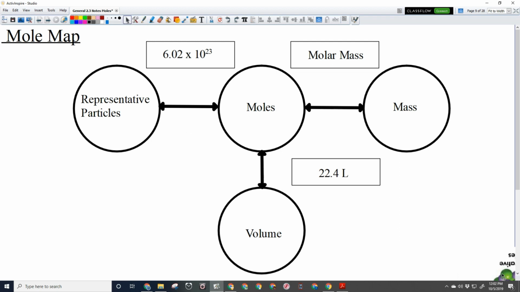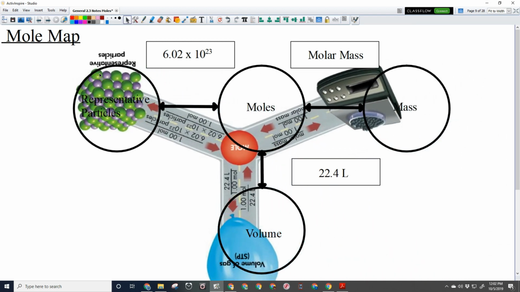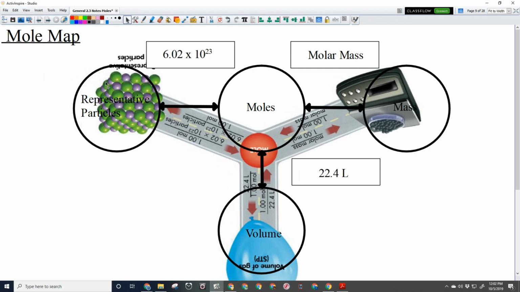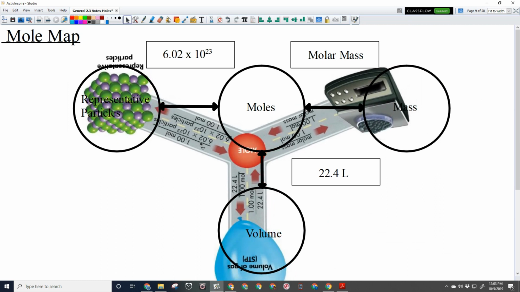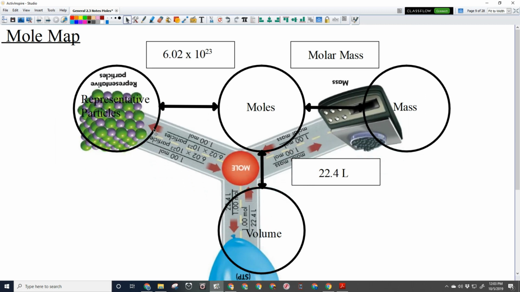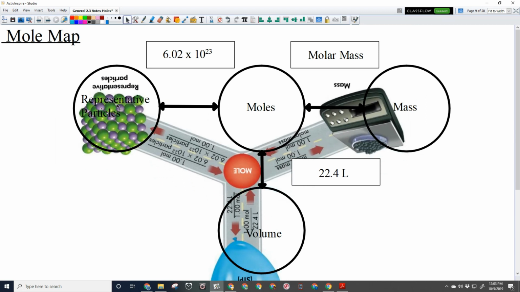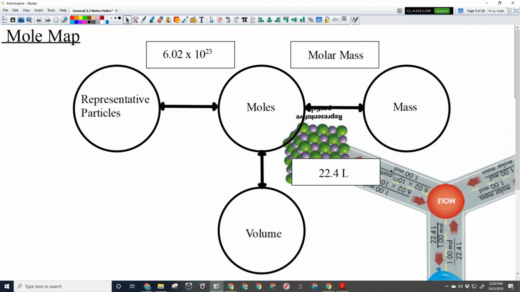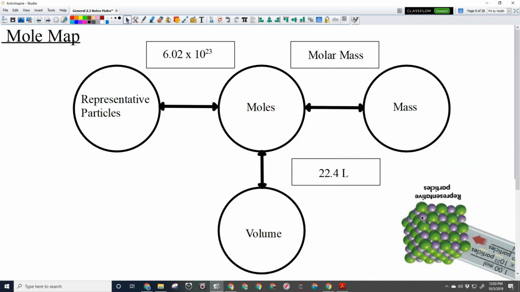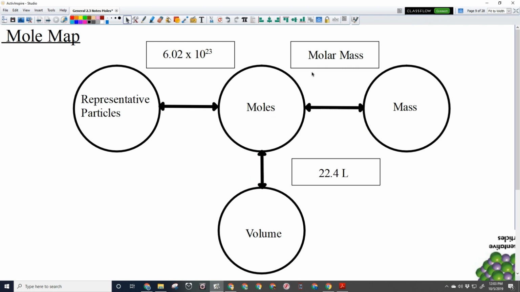So let's look at the mole map they give you in the book. It's basically the same thing, only it's flipped upside down. If I flip it upside down, representative particles here, representative particles there, grams, mass over here, and then volume and volume. So it's the same thing, just flipped upside down. But this is the one that we use in this class.